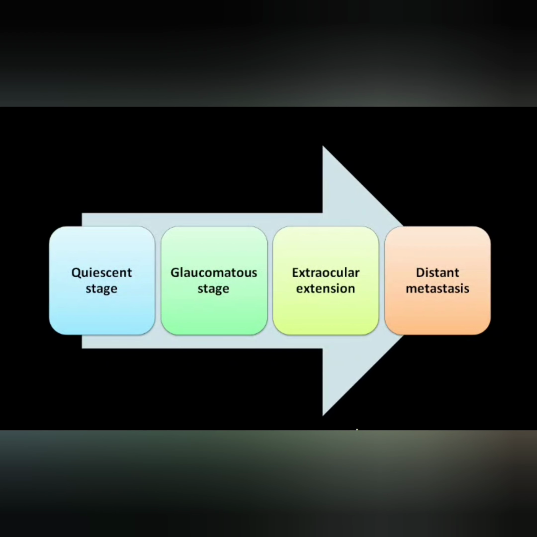The clinical picture of retinoblastoma can be explained under 4 stages. Stage 1 is the quiescent stage. The second stage is the glaucomatous stage. The third one is extraocular extension. And the final stage is distant metastasis. So first we will move on to the quiescent stage. What happens in stage 1?